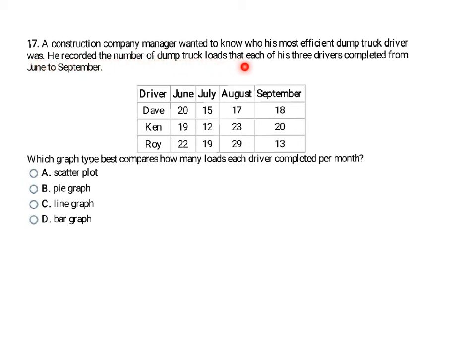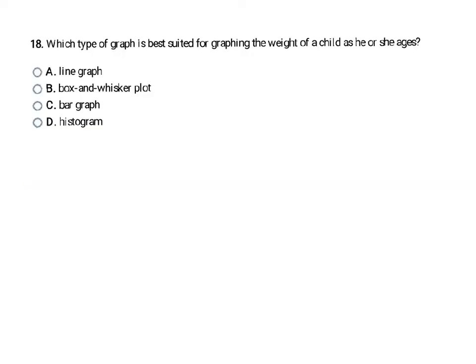17 says, a construction company manager wanted to know who his most efficient dump truck driver was. He recorded the number of dump truck loads that each of his 3 drivers completed from June to September. What type of graph best compares how many loads each driver completed per month? So if you look, a scatter plot, that's not one that we've talked about. A pie graph always uses percentages. We don't have percentages. A line graph doesn't really compare across categories, but a bar graph does compare across categories, so it's going to be D.